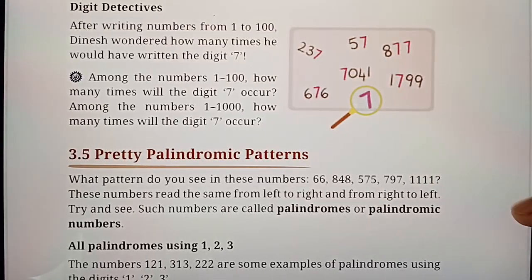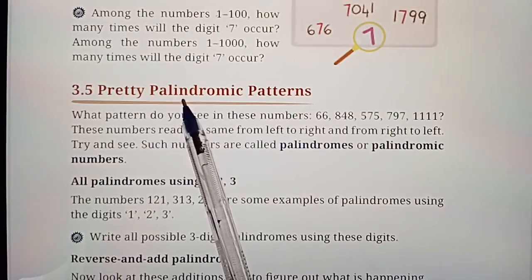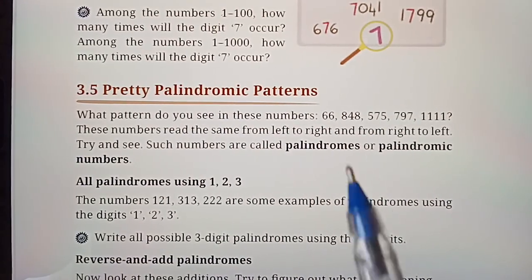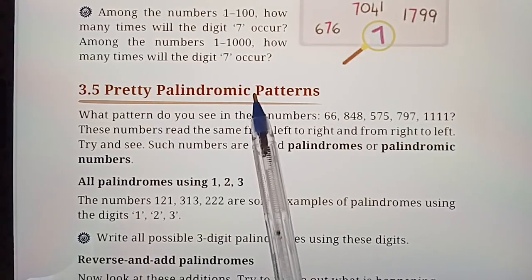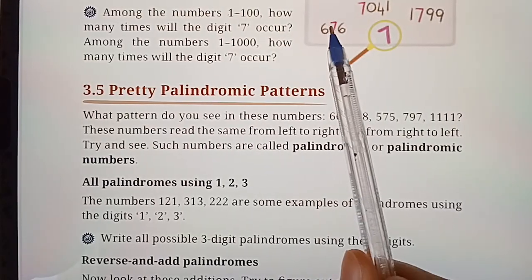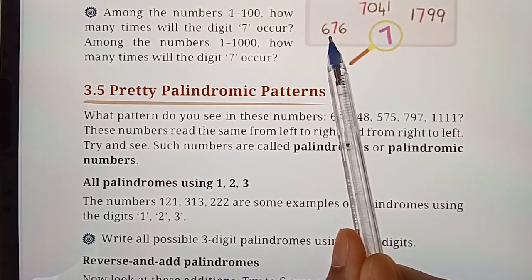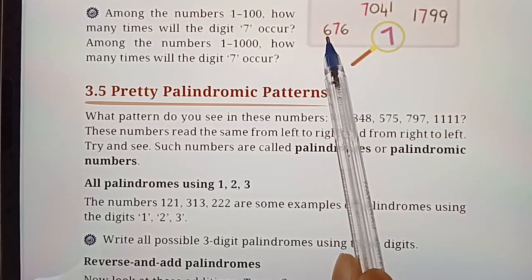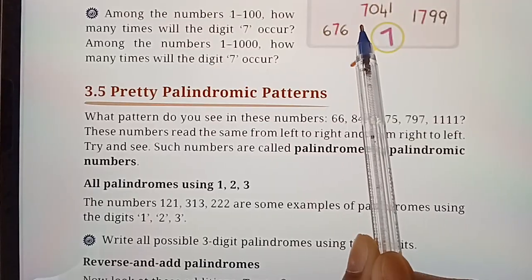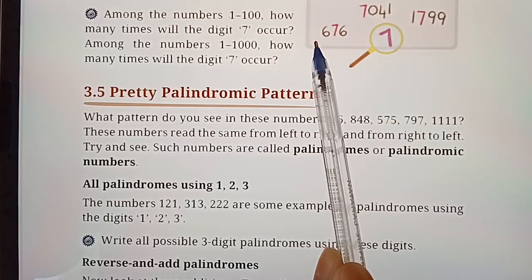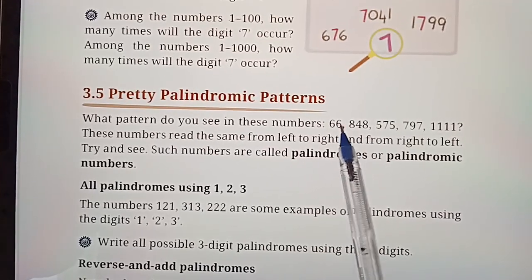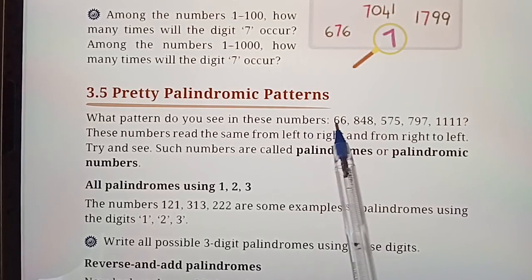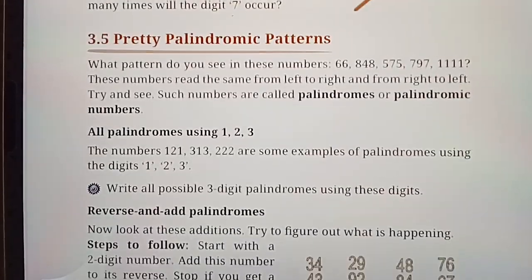The next topic is palindromic patterns. Palindromes, or palindromic numbers, are numbers which read the same when you read them from left to right or right to left. For example, you can see here the number 676. When you read this number from left to right, it is 676. When you read it from right to left, it is 676. Another example is 66. When you read from this side to this side, it is 66. This side to this side, 66. So this is called palindromic numbers.